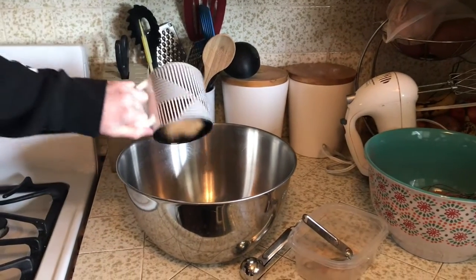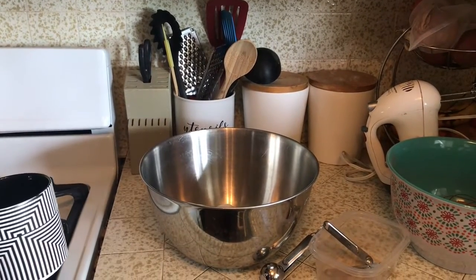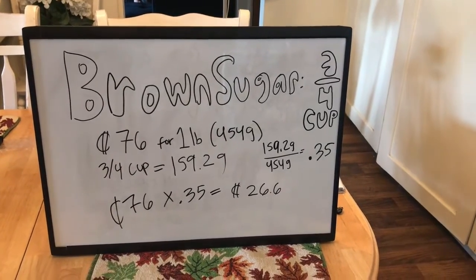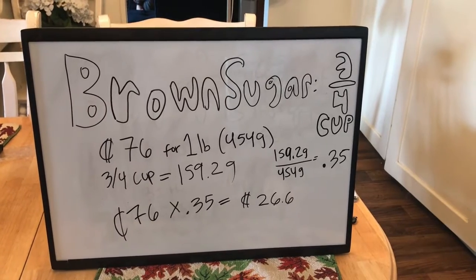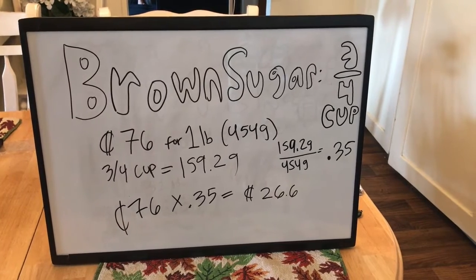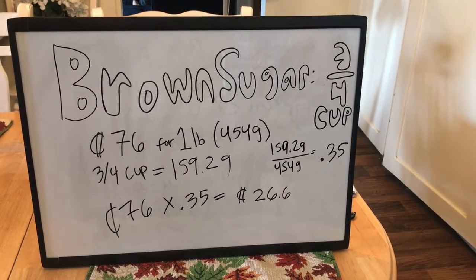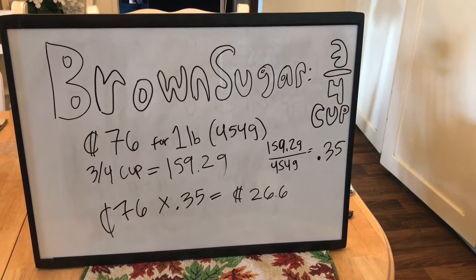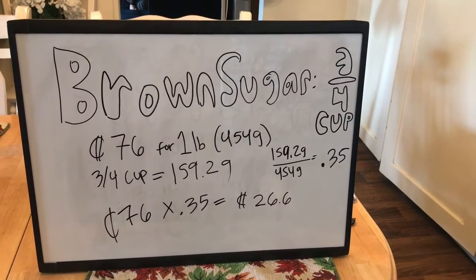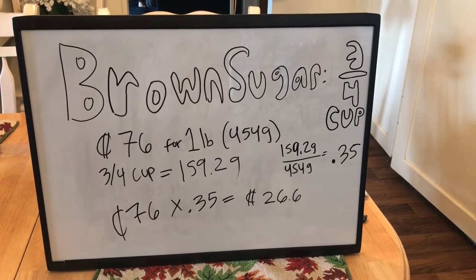Next, we add 3/4 of a cup of brown sugar and 1/4 of a cup of white sugar. For the recipe, we need 3/4 of a cup of brown sugar. 1 pound of brown sugar at the store costs 76 cents. 1 pound is roughly 454 grams. 3/4 of a cup is 159.2 grams. 159.2 divided by 454 is 0.35, 35% of the bag. 76 cents times 0.35 is 26.6 cents, meaning that 3/4 of a cup of brown sugar costs 26.6 cents.